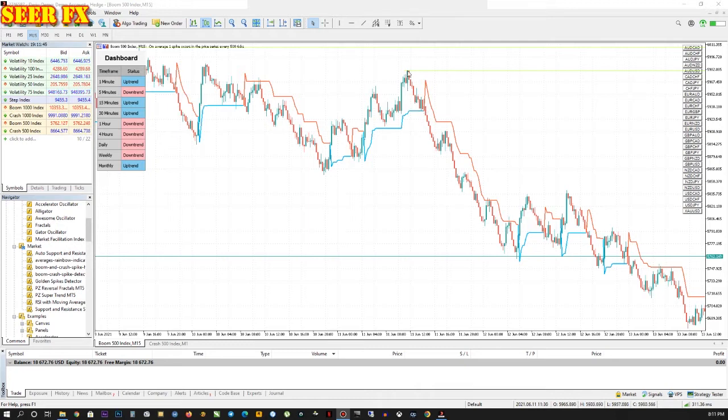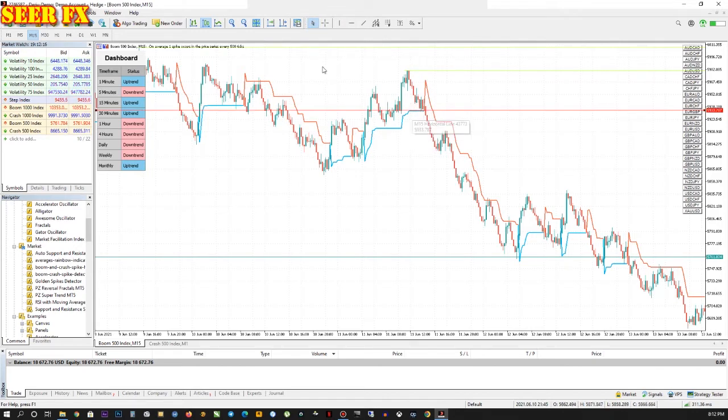So once it touches this place, the super trend indicator is still showing a buy signal. So we need to wait until it changes to a sell signal. Once the super trend indicator changes the trend to a sell signal, then you enter your trade from here.